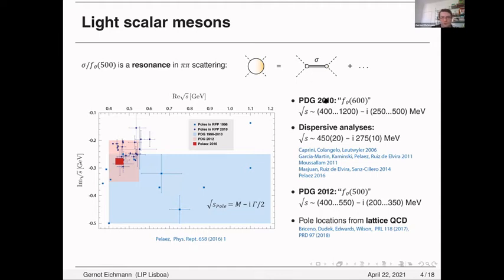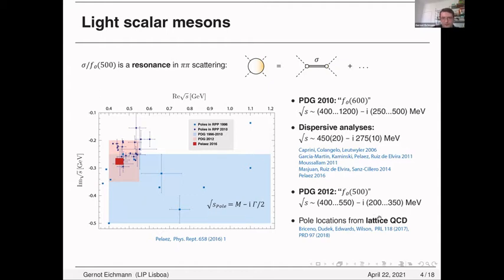By 2010, it was in the PDG again under the name F0 600, with a mass range between 400 and 1200 MeV. This is the large blue rectangle here in the complex plane of square root of s. But since then, this has been pinned down quite precisely by dispersive analysis, which is the small red rectangle here. And as a result, the PDG now has the slightly larger red rectangle and the mass range of 400 to 550 MeV. And they also renamed it to F0 500.